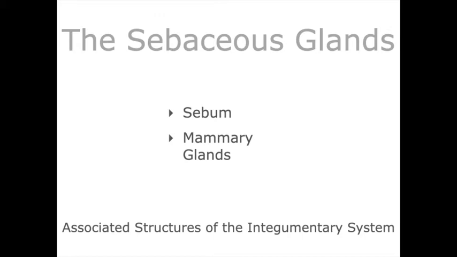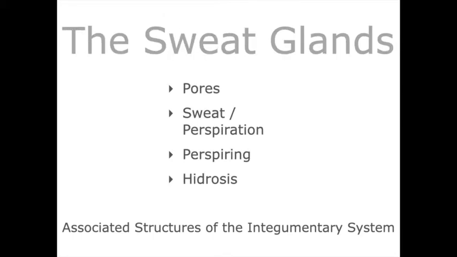The milk-producing mammary glands, which are modified sebaceous glands, are often classified with the integumentary system. However, we'll discuss them later in the reproductive system. Sweat glands are tiny coiled glands found on almost all body surfaces. They are most numerous in the palms of the hands, the soles of the feet, the forehead, and the armpits. Ducts from sweat glands open on the surface of the skin through pores.